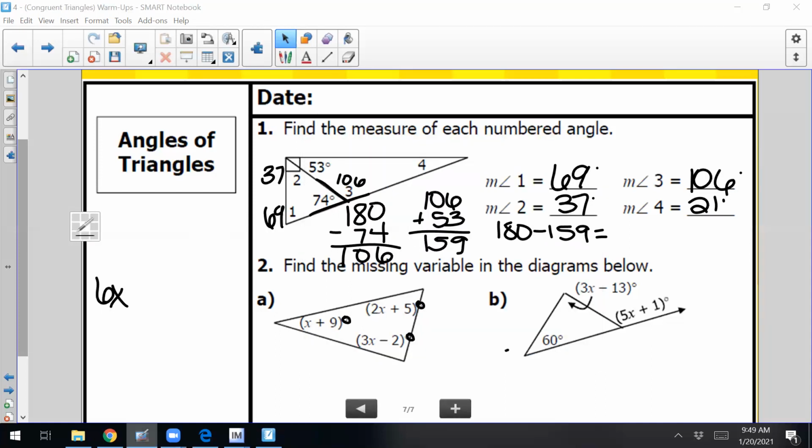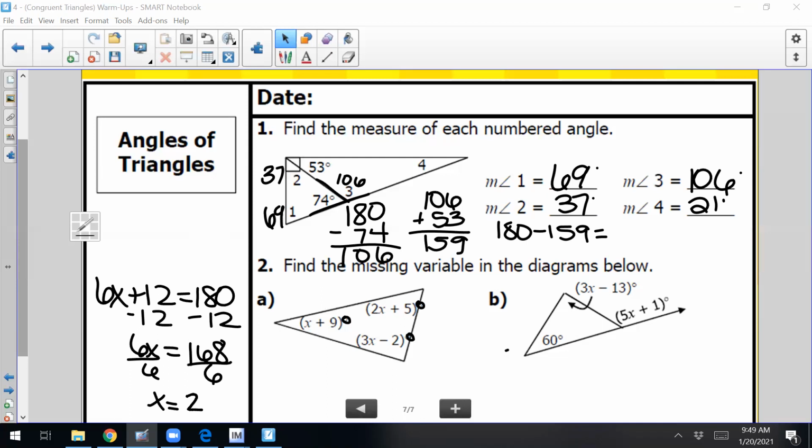9 plus 5 is 14, minus 2 is 12. That equals 180. Then you subtract 12. 6x equals 168, divide by 6. 28. Okay, so that's x. What does it want? Find the missing variable. Okay, so that answers the question. That the x is 28.